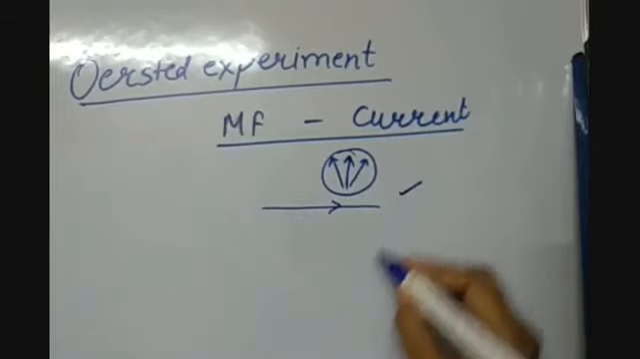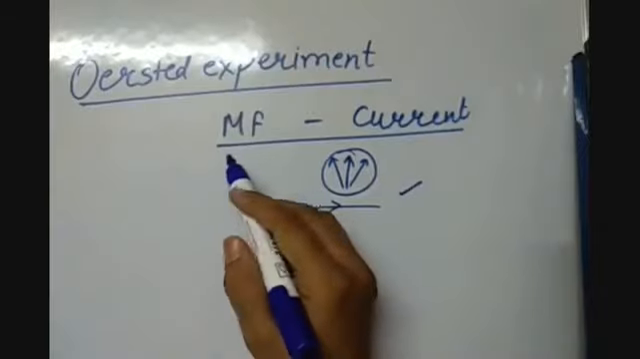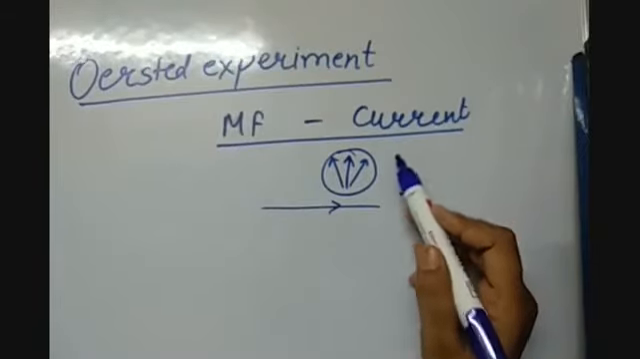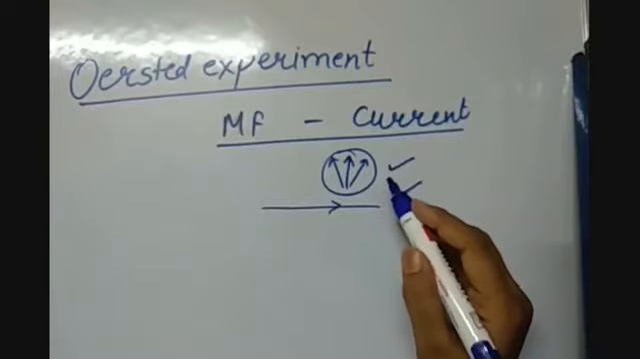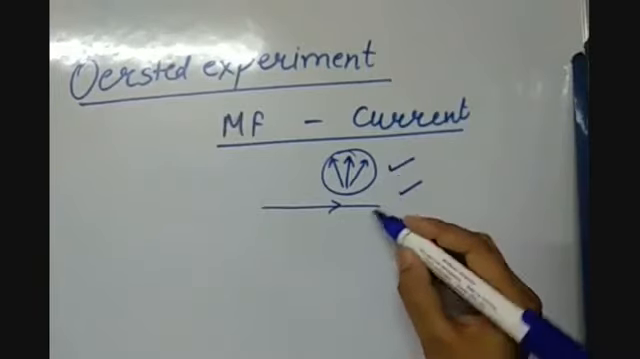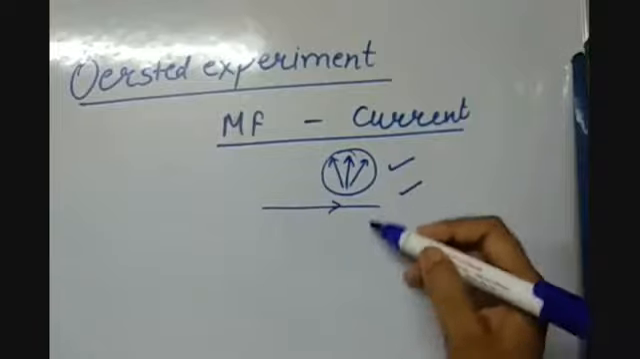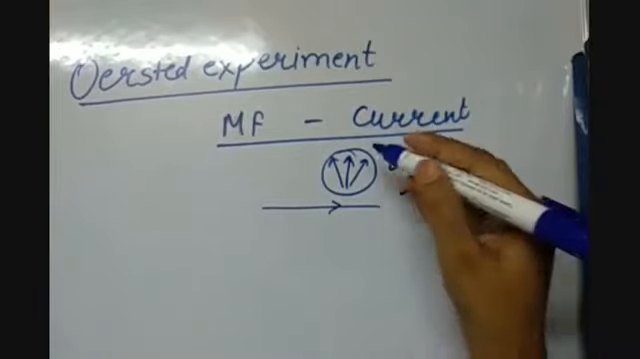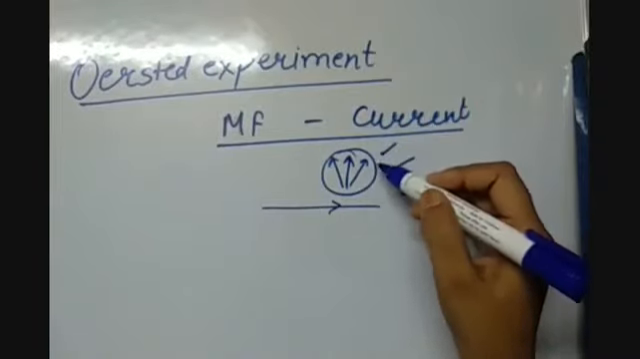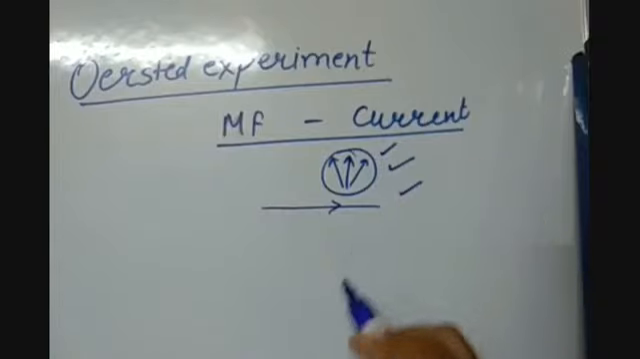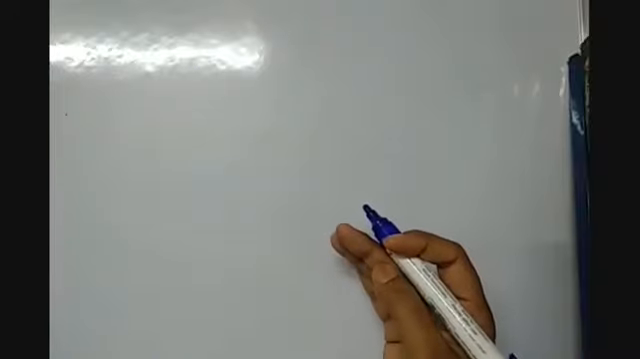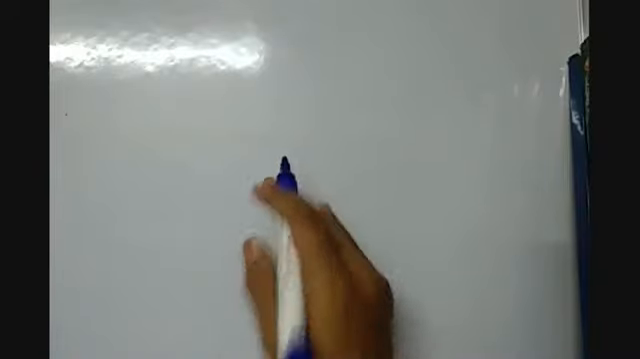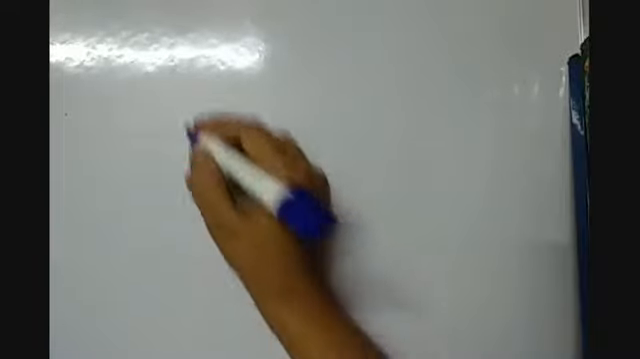So he concluded that yes, there is a relation between the magnetic field and the current, because a magnetic compass can only be deflected because of a magnetic field. That means there is a magnetic field around the conductor which causes the compass needle to get deflected. Now, how to get the direction of this magnetic field? Because if there is a magnetic field around a conductor, then there must be a direction of it. Then how to get the direction?